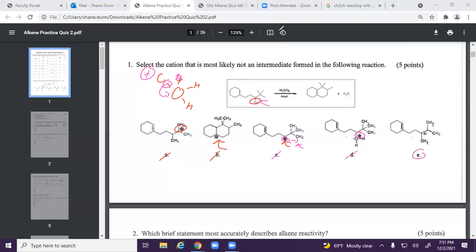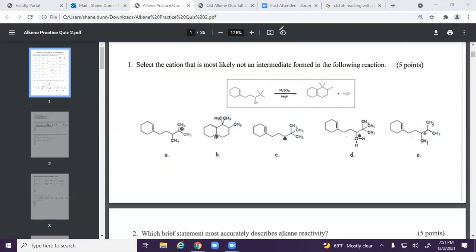So what's going on here is we did a methyl shift, right? One of the methyl groups right there, for example, came down and did not exchange places with the positive charge. When you do a methyl shift, the methyl and the positive charge switch. Here it did not. Does that make sense? That's why E is the right answer, because it's wrong. The positive charge did not move there.